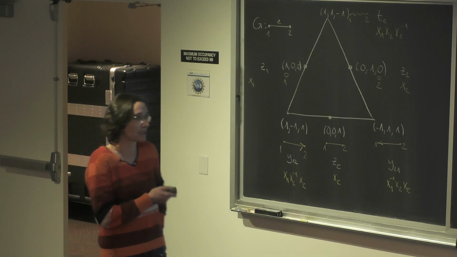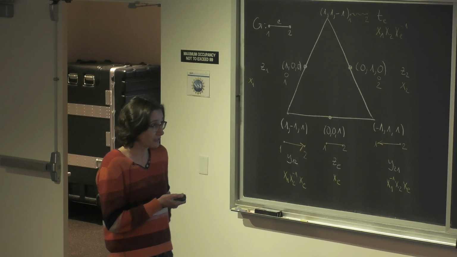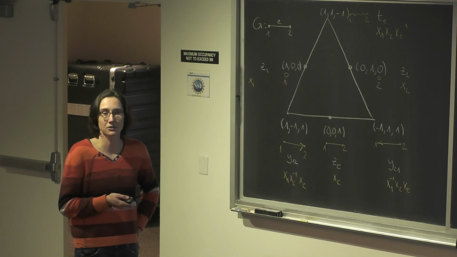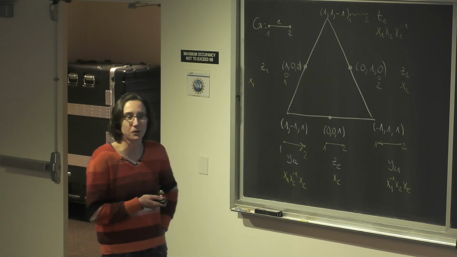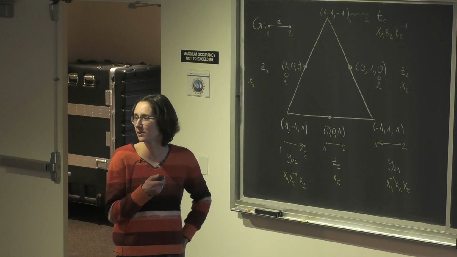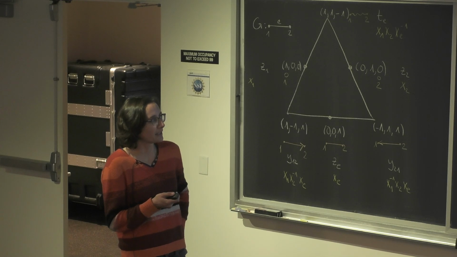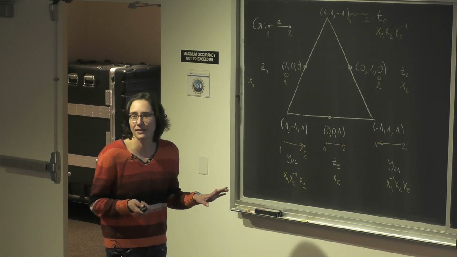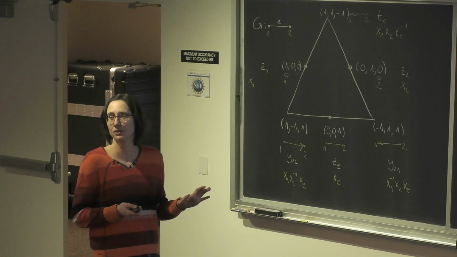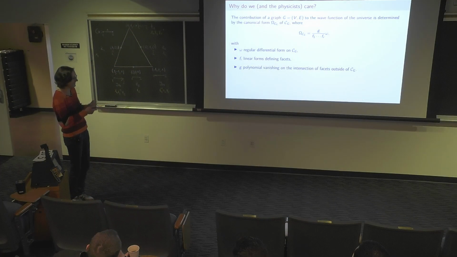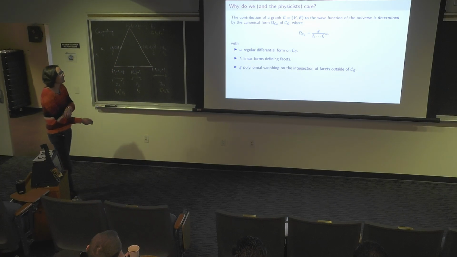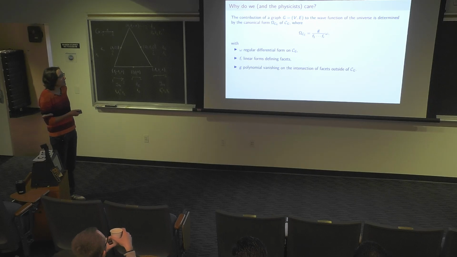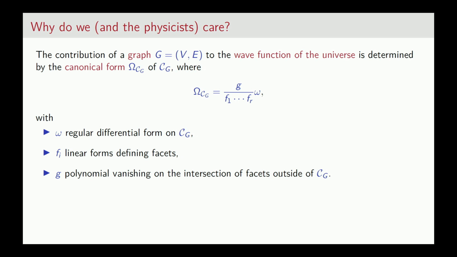So it's motivated by physics. In cosmology, there's something which is called the wave function of the universe, or flat space wave function, however you prefer. And I won't tell you what it is, and I think I don't really know. What I know is, so don't ask too many physics questions, but what I know is that there is something which is called the canonical form of a polytope. And in this case, it's the canonical form of the cosmological polytope.